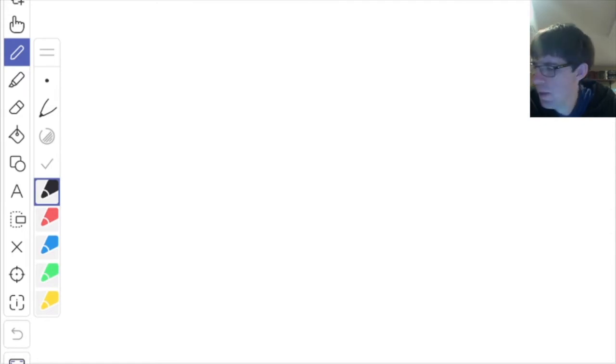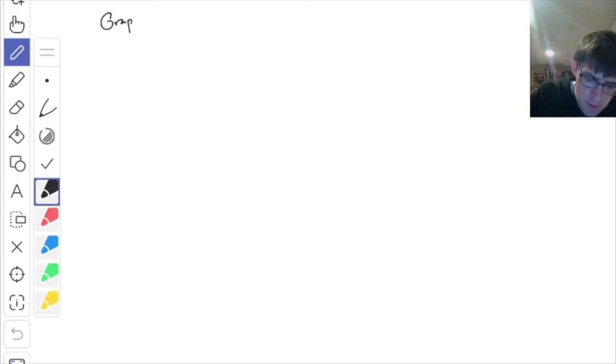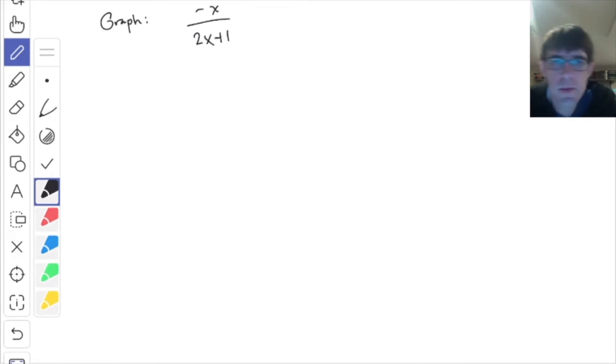So let's do another example about curve sketching. These ones can be a little tricky. I got an easy one and a hard one. So let's start with the easy one. The easy one is: graph the function minus x over 2x plus 1. This is my function. I'll call that f of x.